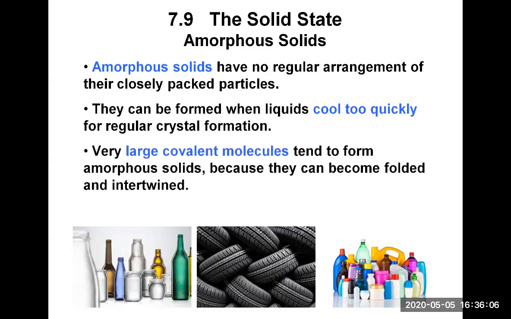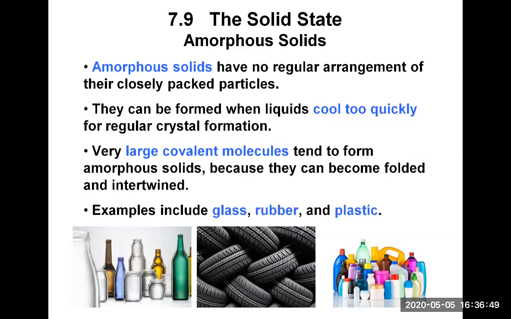And very large covalent molecules tend to form amorphous solids because they become folded and intertwined, and they have a hard time arranging themselves in a regular pattern before it's already too late and they are solidified. So think about polymers, right? Very large covalent molecules that form amorphous solids. You want to think polymer there. Any kind of polymer that is made of very long chains of molecules will not make a crystalline solid.